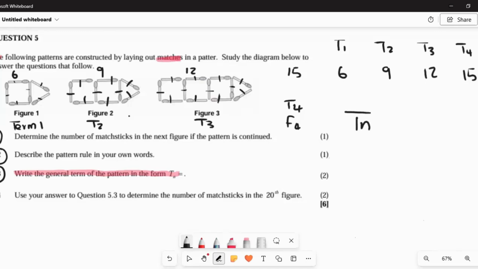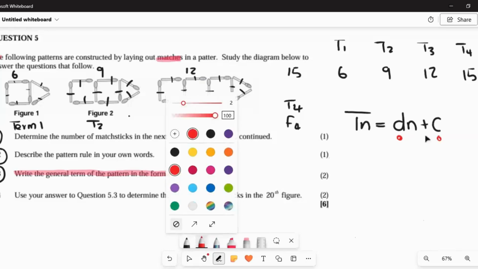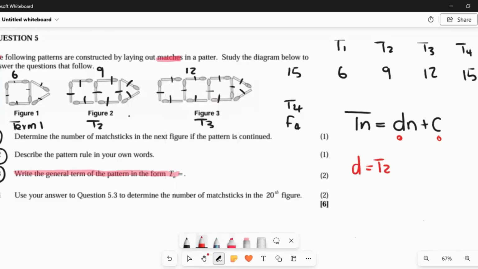Remember, our general rule is Tn equals dn plus c. So we firstly need to look for d. As soon as we're done with that, we are going to look for c. So how do we find d? We find d by saying term 2 minus term 1, which in this case term 2 is 9, then we minus 6. Therefore, our difference is going to give us 3, right? So we now know how much our d is.